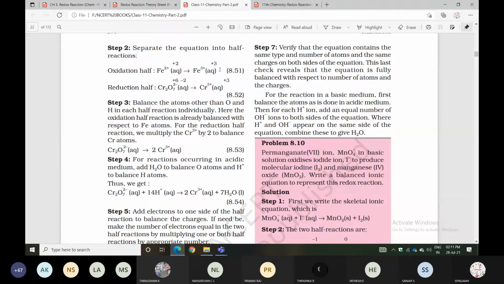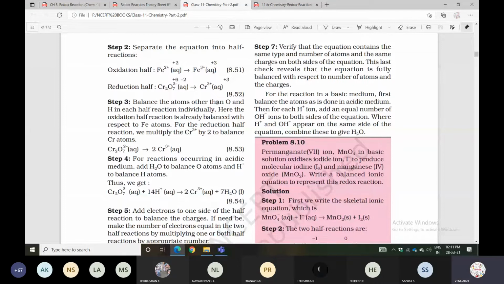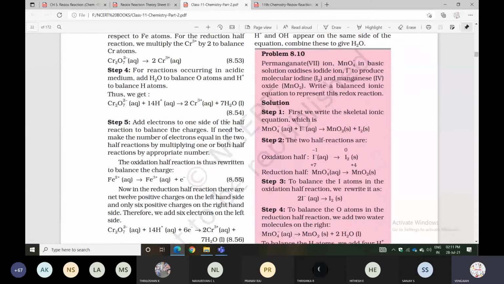Next step is to add electrons to one side of the half reaction to balance the charges. If needed, we make the number of electrons equal in the two half reactions by multiplying one or both of the reactions by an appropriate number. So break it into electron balancing, then multiply with the suitable number. The oxidation half reaction is thus written to balance the charge.